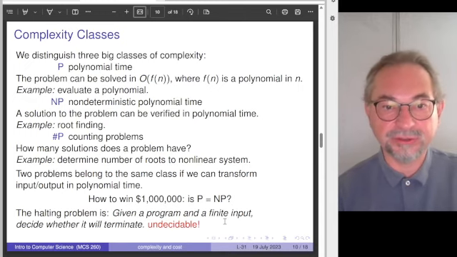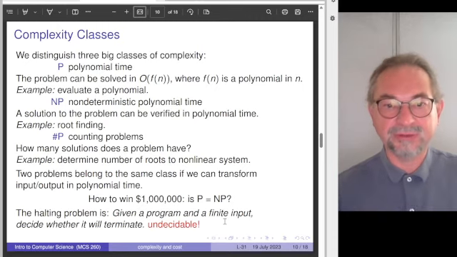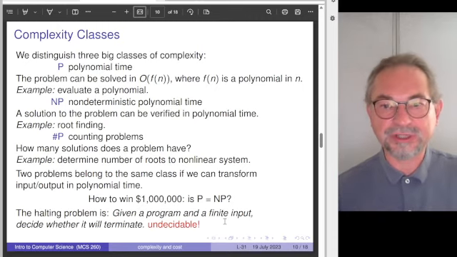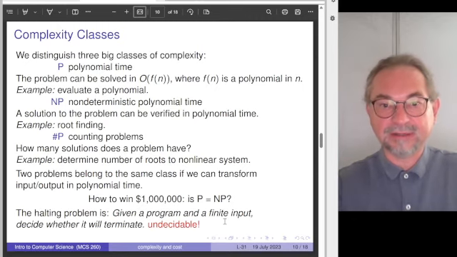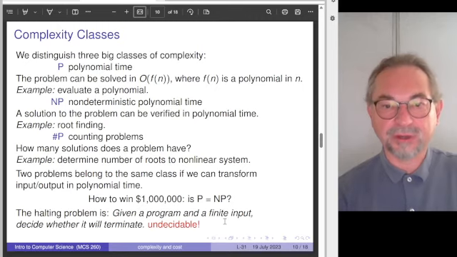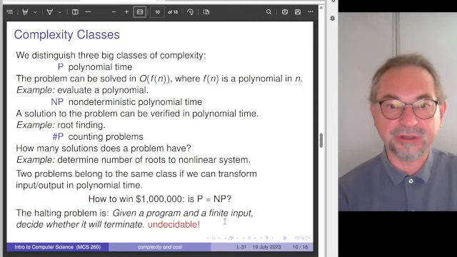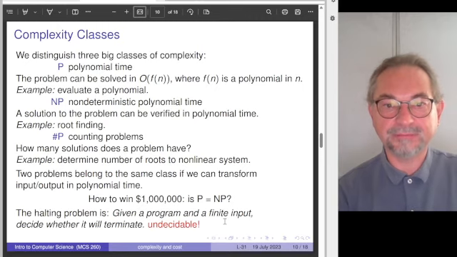And actually the class of determining the number of roots of a nonlinear system is also belonging to the class of #P problems. The estimation of pi actually fits within that class, for which Monte Carlo simulations are determined. So these are the #P problems.